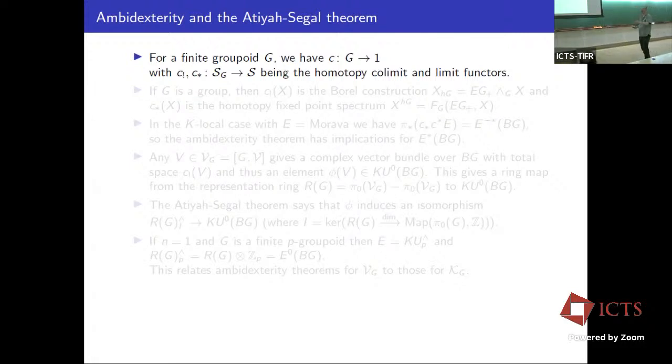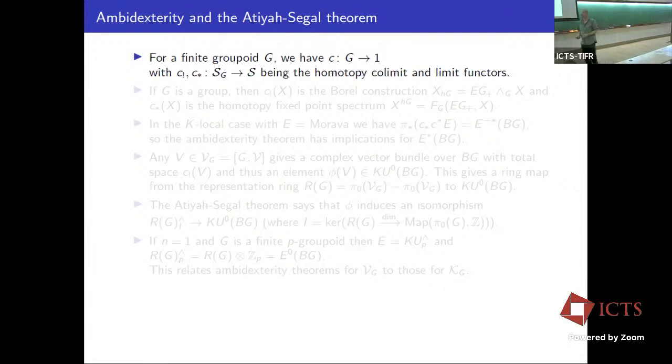1 means the terminal category, a category with only one object and one morphism. And so in this case, you have left and right adjoints to the C upper star. C upper star just takes an object and gives it the trivial G action, or takes an object and gives you the constant functor with that value. And the left and right adjoints to that are just the homotopy colimit and homotopy limit functors.